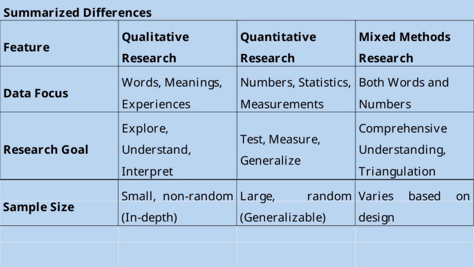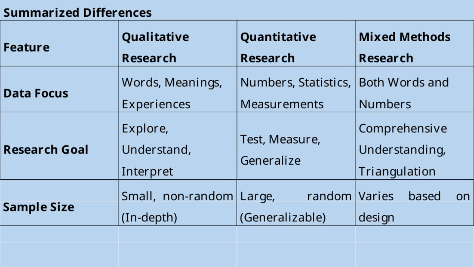Moving on to the summarized differences, we can see that the features distinguish these approaches clearly. Qualitative research primarily focuses on words, meanings, and lived experiences. It's about understanding the depth of human perspectives. Quantitative research, however, emphasizes numbers, statistics, and measurements. It's about testing hypotheses and measuring variables. Mixed methods combine both, offering a comprehensive picture by integrating qualitative and quantitative data.